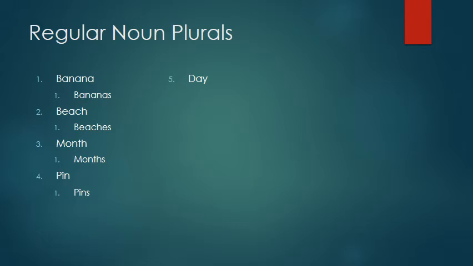Here we have day. Now we look at the end, it ends in Y, so we look before the Y and we see that there's a vowel A. So we have vowel plus consonant, we just add the S. Story. Again, here we have one ending in Y, so we look before the Y and we have a consonant R. So what we're going to do is get rid of the Y and add IES. So it becomes stories.